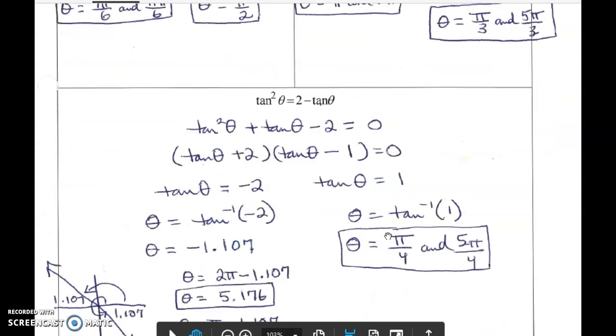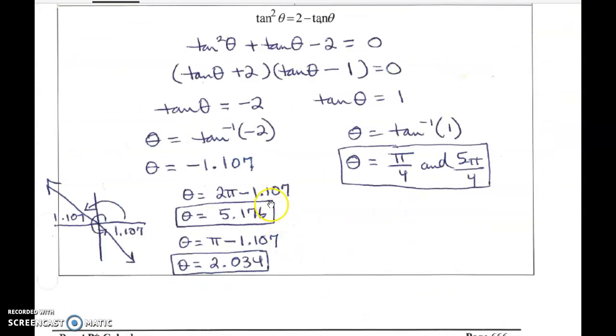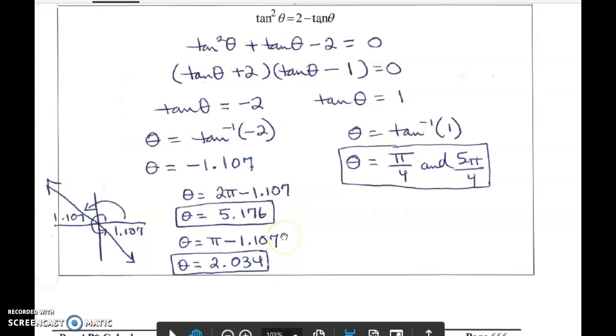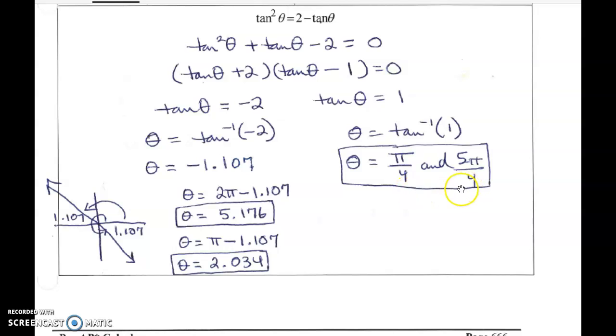So it's okay that sometimes you might need to use a calculator, if it's not on the unit circle. But if it is on the unit circle, then go ahead and figure out the exact value without really making any mistakes.